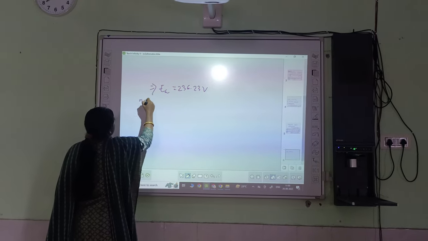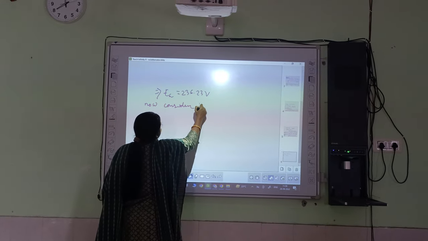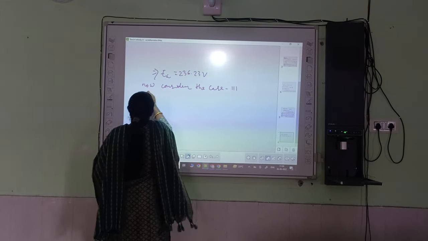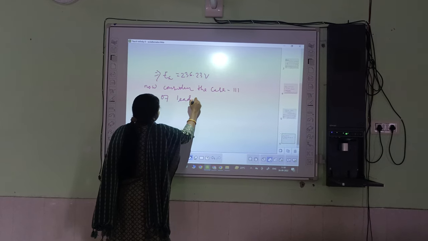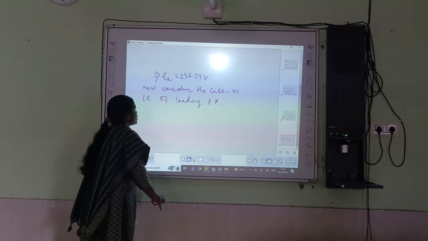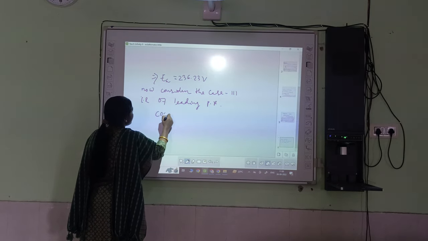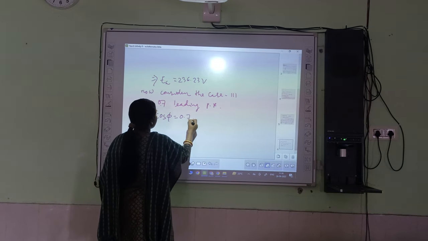Now consider the case 3, that is the 0.7 leading power factor. Okay. For this we have the value of cos phi, cos phi 0.7.